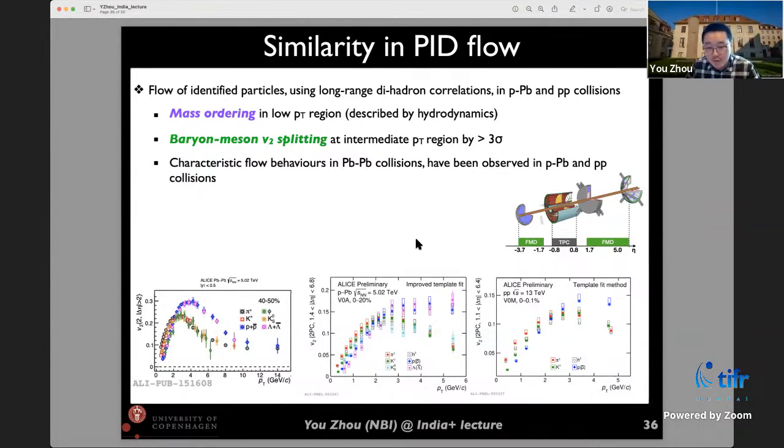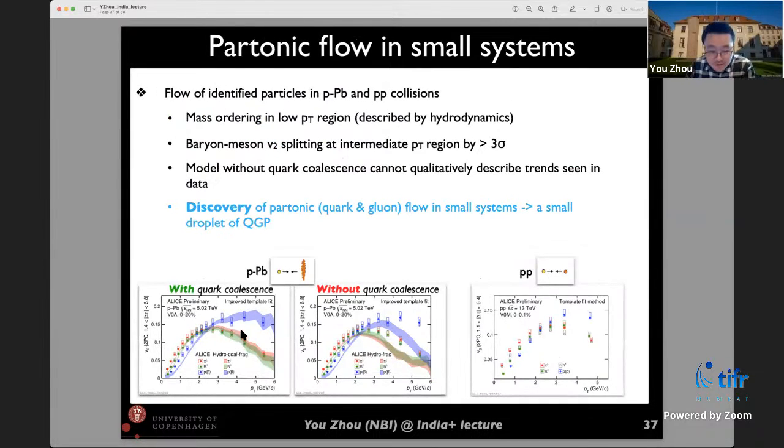In order to confirm what we see, we also compare to the state-of-the-art model calculation, which is a hydrodynamic plus quark coalescence plus fragmentation model shown on the left-hand side. Here you can see this model can describe the data fairly well. I can even tell you that after further tuning of the eta over s, you can describe even the low pT part and also the high pT part.